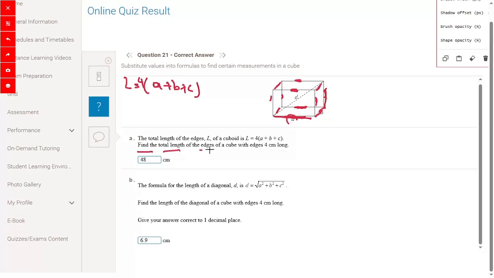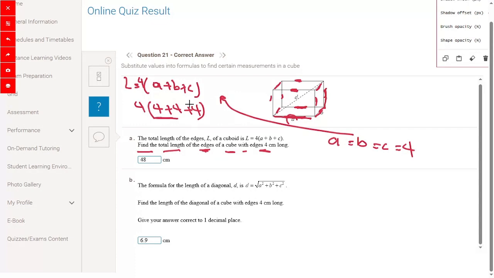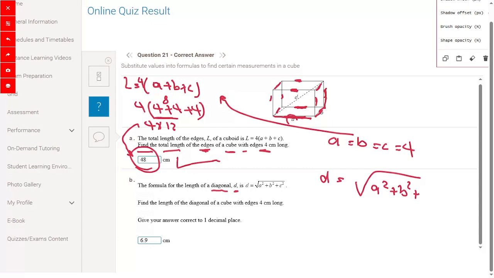Now find the total length of the edges of the cube with edges 4 centimeters. That means A equals B equals C equals 4. So substitute in the equation here. We have 4 plus 4 plus 4, all multiplied by 4. 4 plus 4 is 8, plus 4 is 12. So 12 multiplied by 4 is 48. So the answer here would be 48. Now, the formula for the length of the diagonal D equals the radical of A squared plus B squared plus C squared.